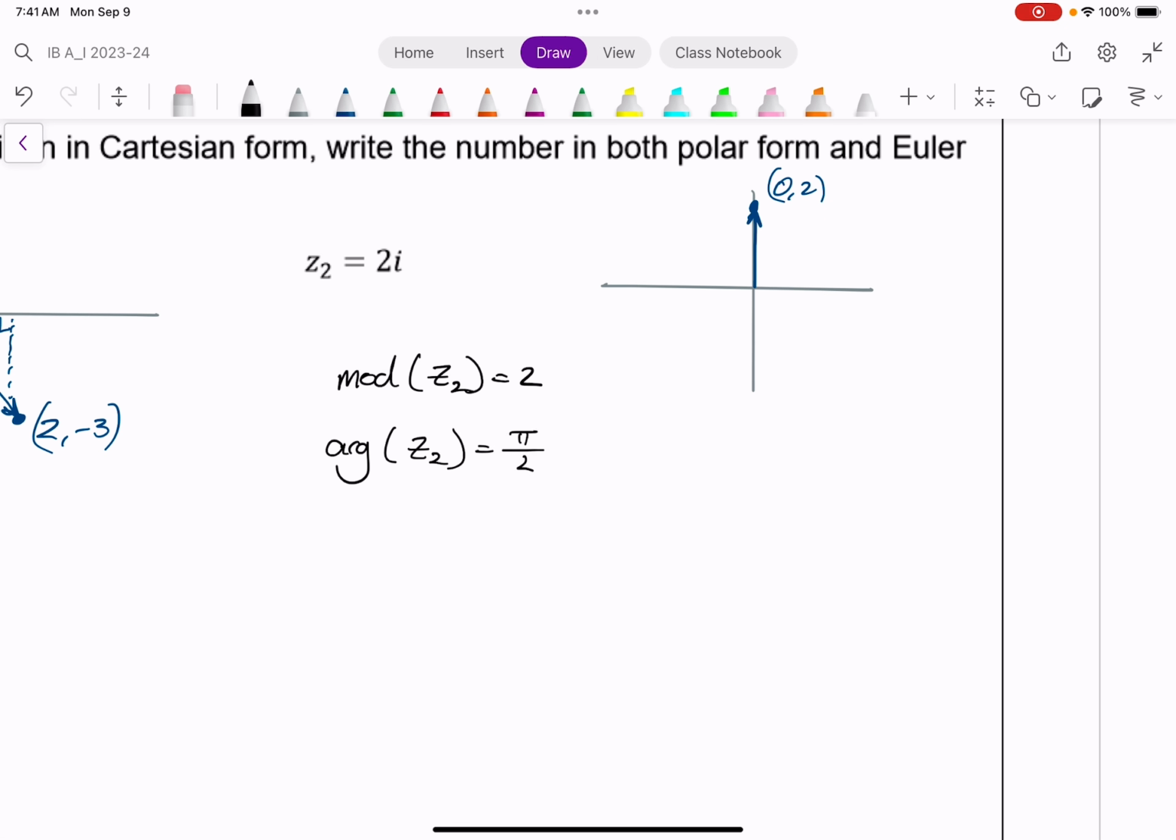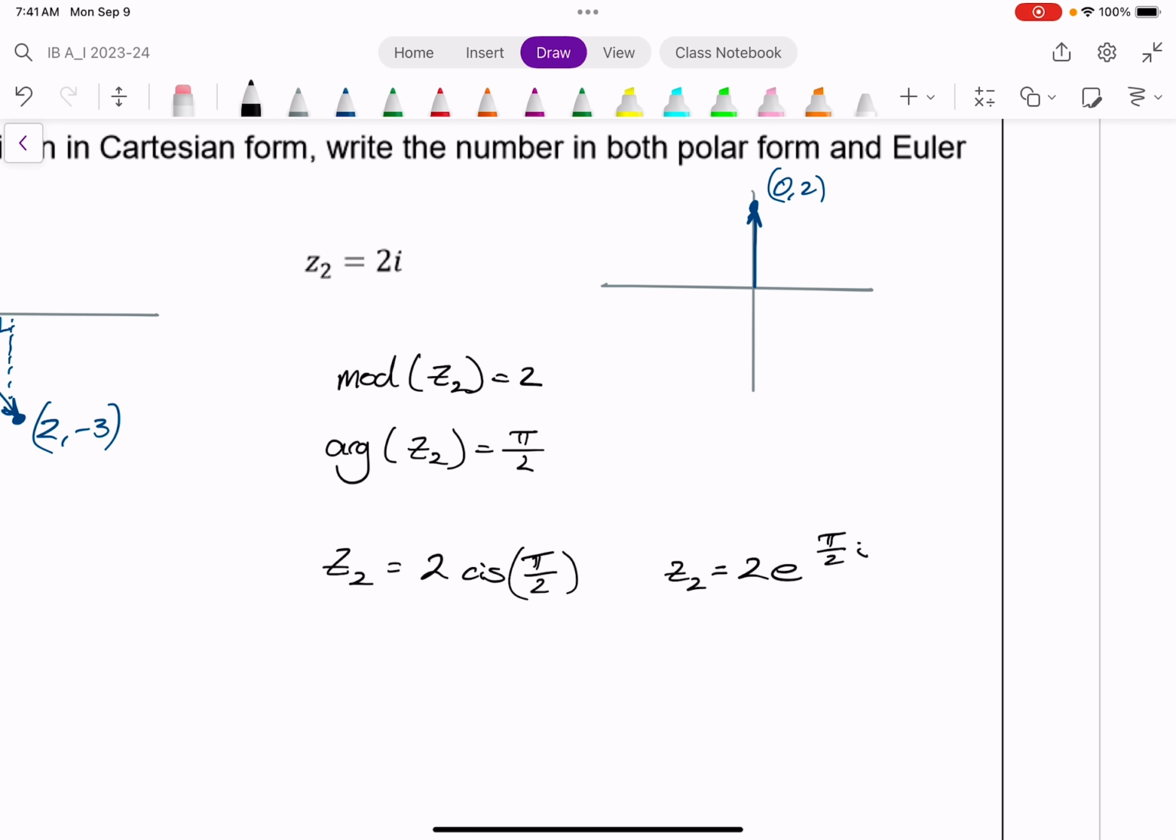So these are exact. And so in polar form, I have z2 equaling exactly 2 cis, or you could write the longer form, pi over 2. Or I could write in Euler form, equals 2 times e to the power of pi over 2 i.